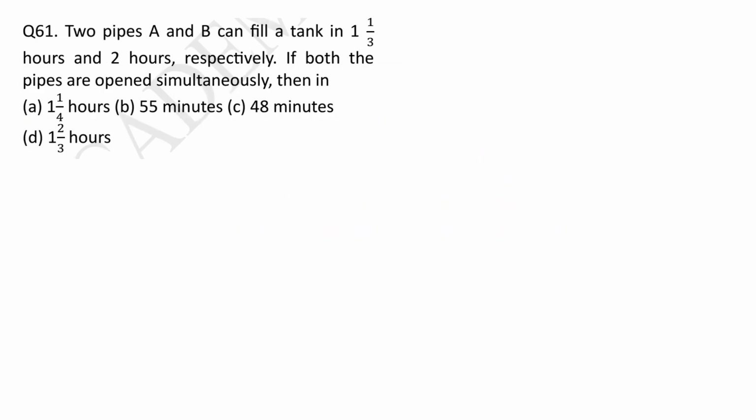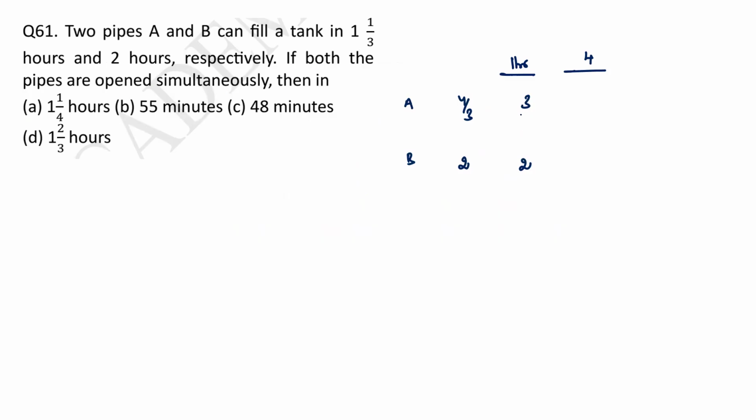Two pipes A and B can fill a tank in 1 1 by 3 hours and 2 hours. So A is 4 by 3 and B is 2. Take the LCM, that is 4 as the total work. So what is 1 hour's work? It is 3 units, because 4 by 3 into 3 is 4. B is 2 into 2. If both the pipes are open simultaneously, then in how many hours can it be filled?